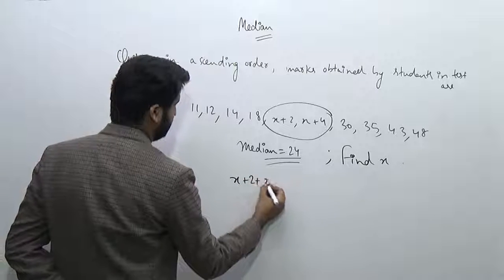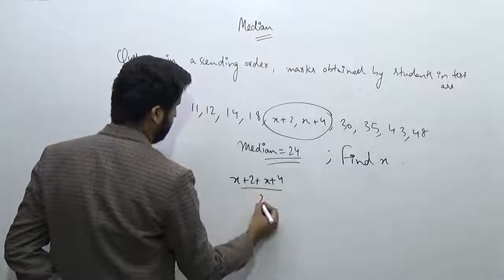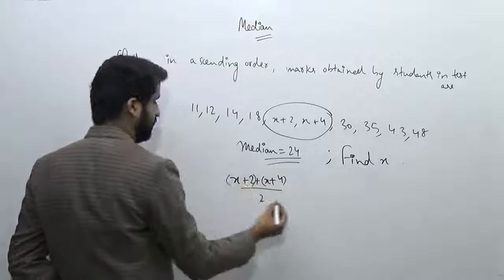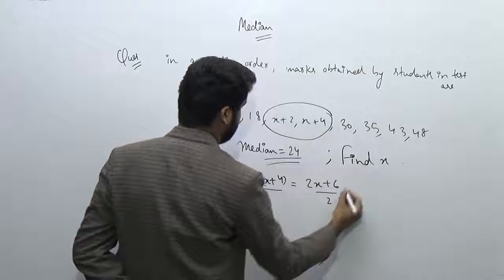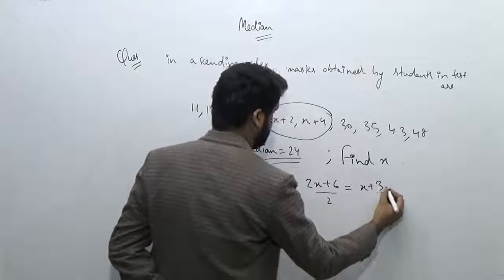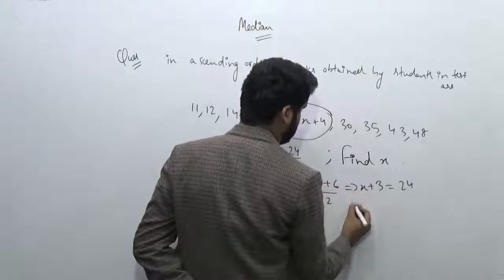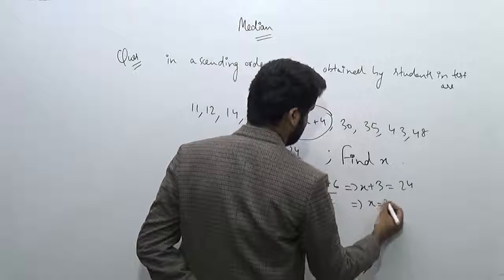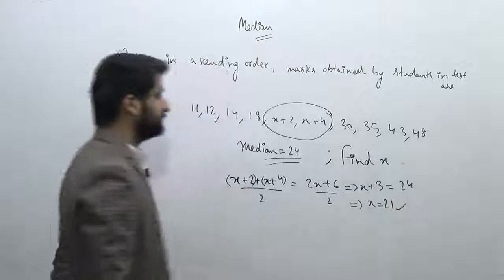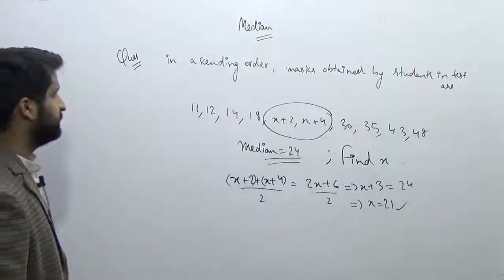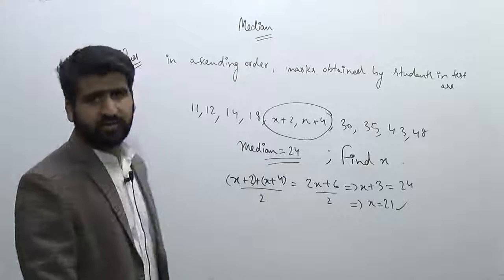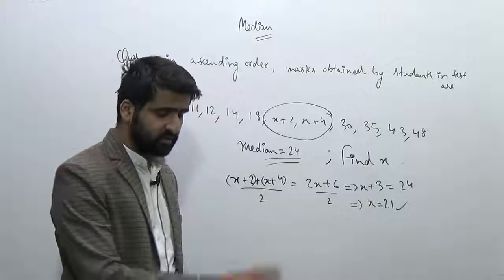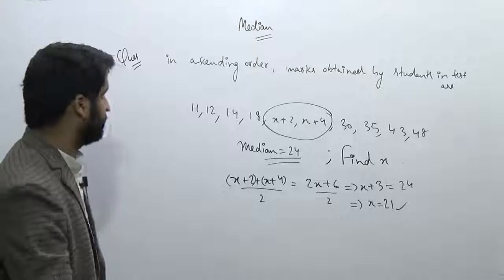Now we know that we have to find the mean of these two entries, divided by 2. So this is nothing but 2x plus 6 divided by 2, which is equal to x plus 3, which is equal to 24. So the value of x is equal to 21. So from here you can see that the value of x we calculated is equal to 21. So these are the types of questions which can be asked. These are pretty easy ones.